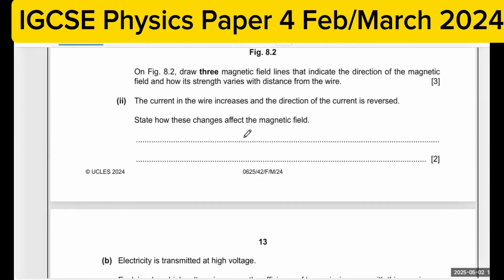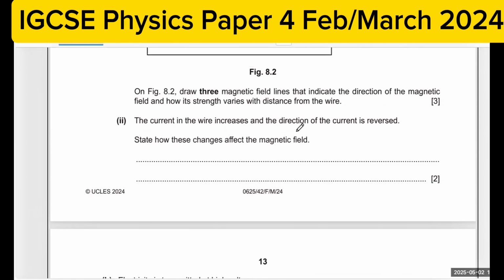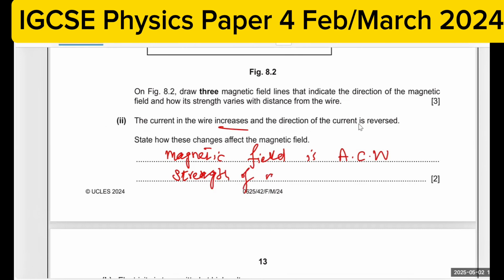So how is this magnetic field changing? The current in the wire increases and the direction is reversed. So obviously the direction is reversed, so the magnetic field will be anti-clockwise. First it was clockwise, so now the magnetic field is anti-clockwise. And when we increase the current, obviously the strength of the magnetic field will increase. Strength of magnetic field is increased with current.